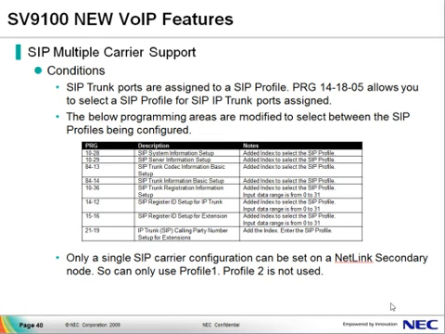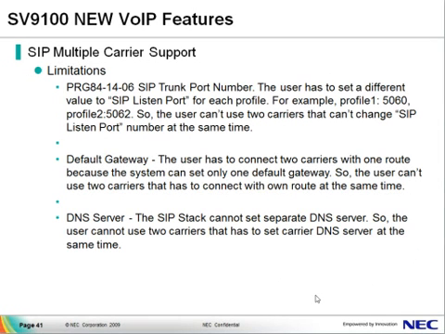Only a single SIP carrier configuration can be set on a NetLink secondary node, so it can only use profile 1. Profile 2 is not used on a NetLink secondary node. This slide details the limitations we mentioned earlier to do with the SIP multi-carrier feature. The first one of these is to do with the SIP trunk port number. Each profile must have its own unique SIP trunk port number.